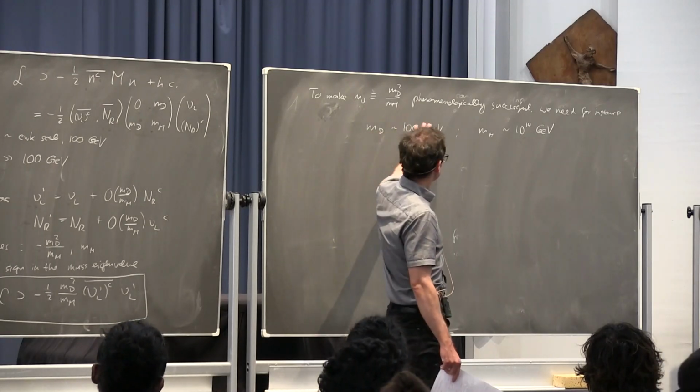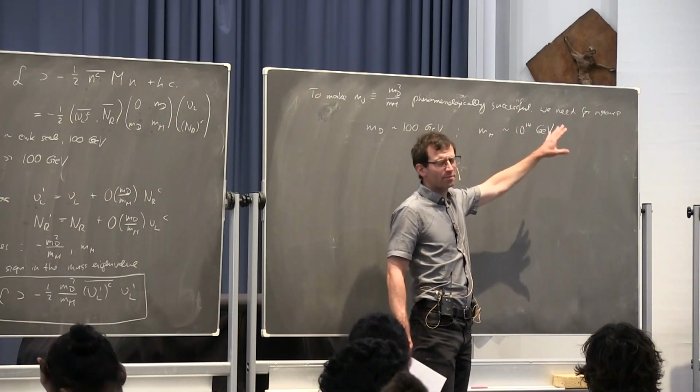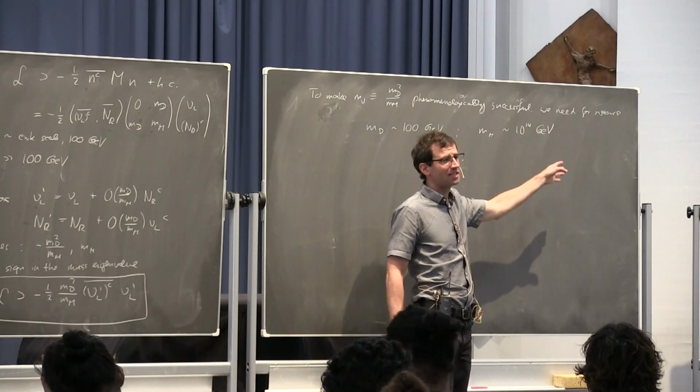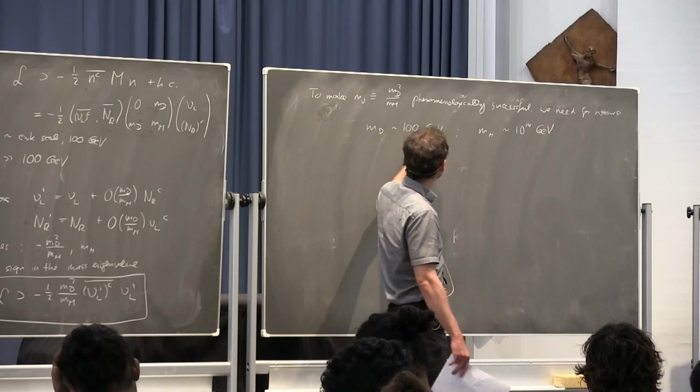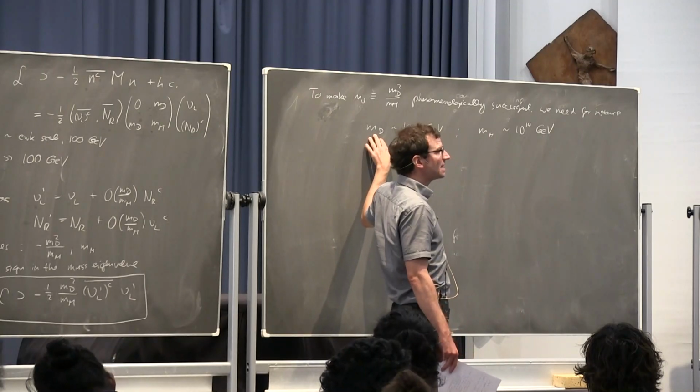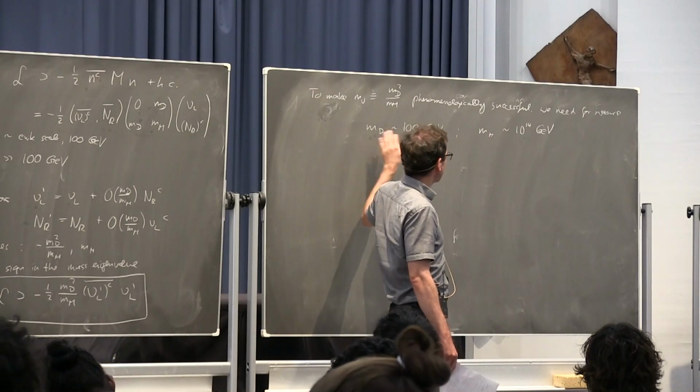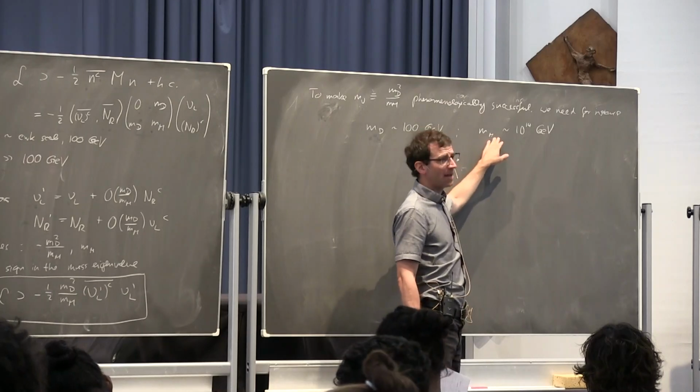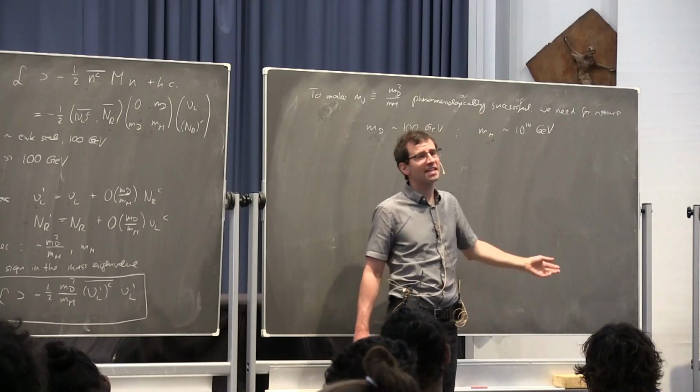But of course, these types of values may be a guideline, but they are definitely not set in stone. You can do the seesaw mechanism, for instance, by setting MD on the order of the electron mass, and then that would put MM somewhere around the TeV scale, for instance.